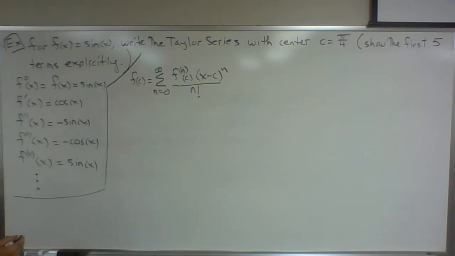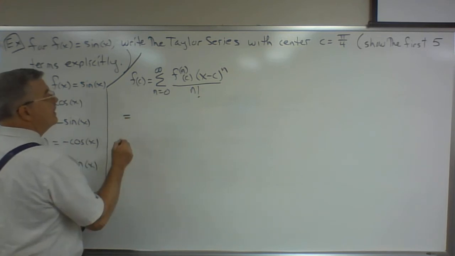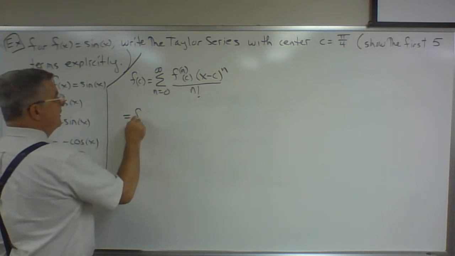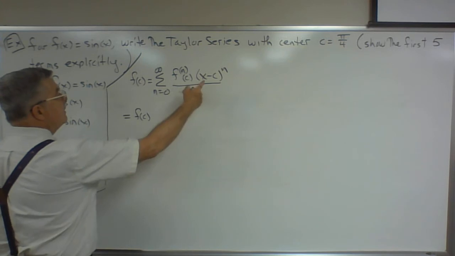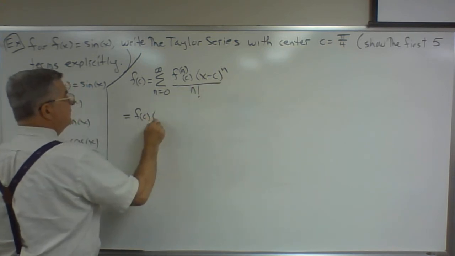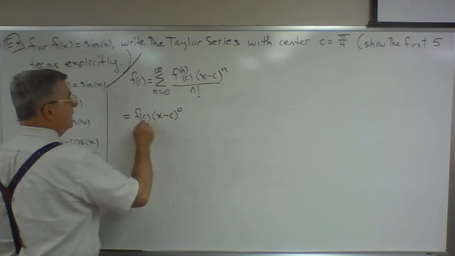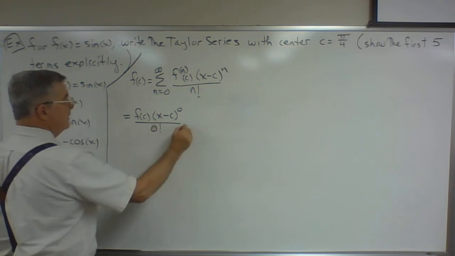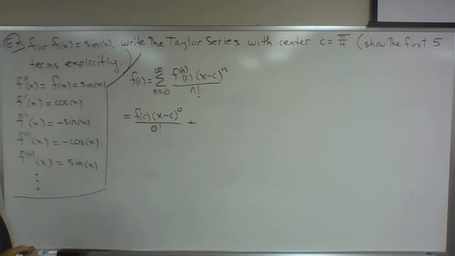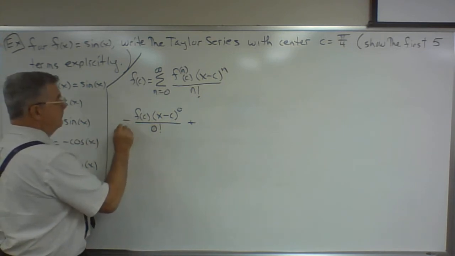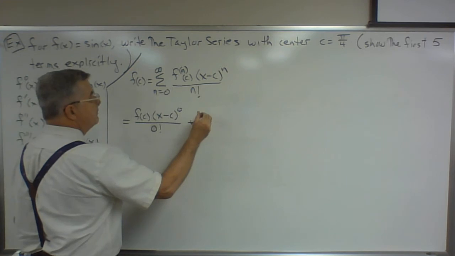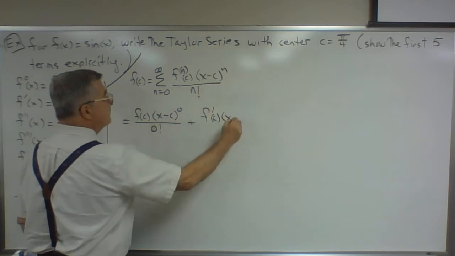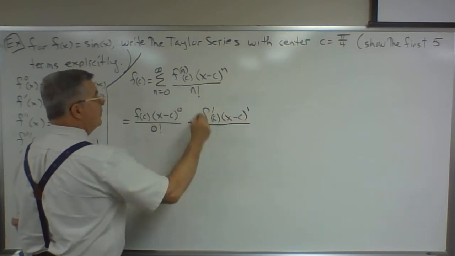And let's see, what is that going to be explicitly? For n equals 0, this is the zeroth derivative of f, which is f evaluated at c, times x minus c to the 0 over 0 factorial, and n increments to 1. So we have the first derivative, f prime of c, x minus c to the first, over 1 factorial.